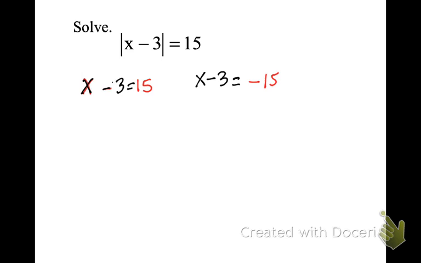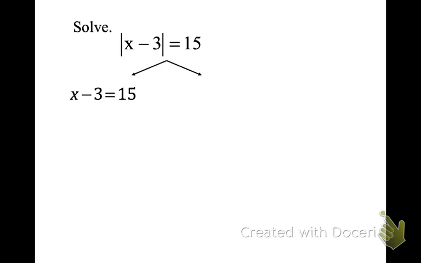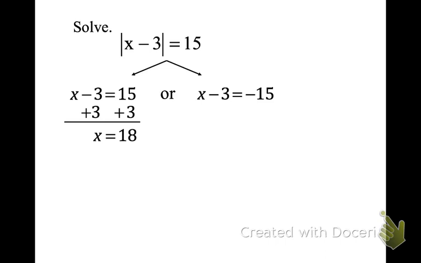And now we are going to add 3 to both sides in the first equation. Okay. And then I have x equals 18. And what am I doing to the next one? Harry? To get x alone, what do I do? I also add 3, and we get x equals negative 12.